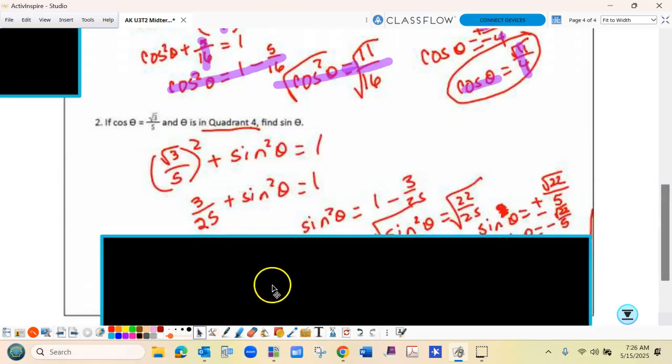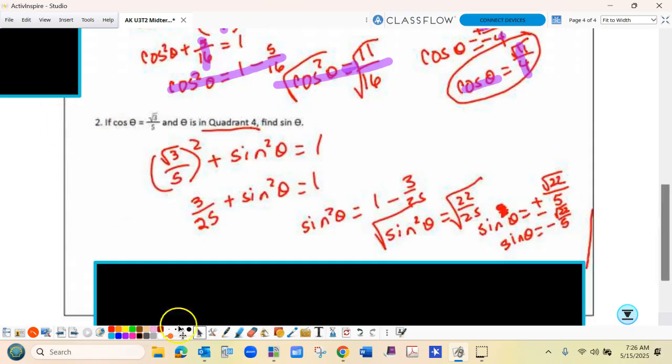Same thing for the last problem. They're giving you a value for cosine. You're going to plug it into your equation and square it. It's still added to sine theta squared equals 1. In equation form, you're going to subtract that from both sides. Once you do 1 minus, in parentheses, 3 over 25, you're going to square root both sides.